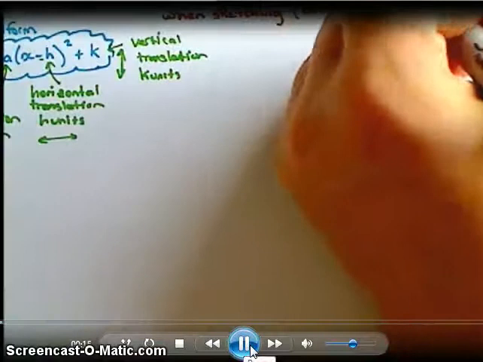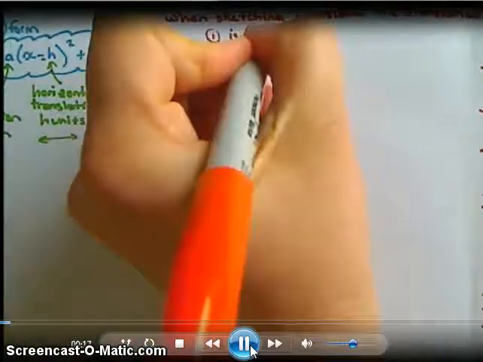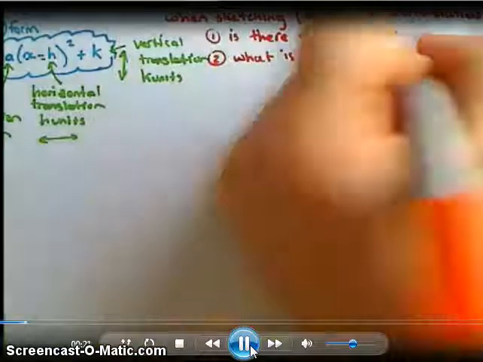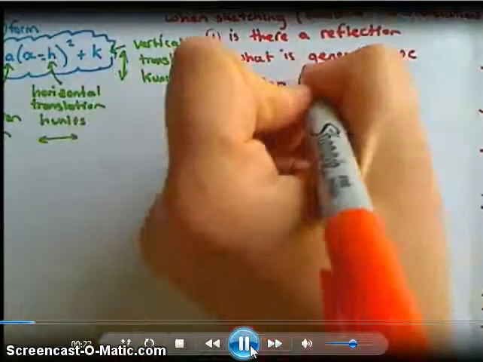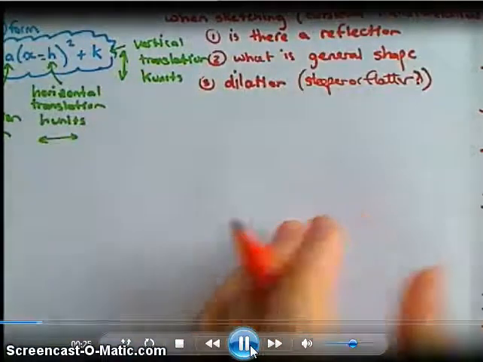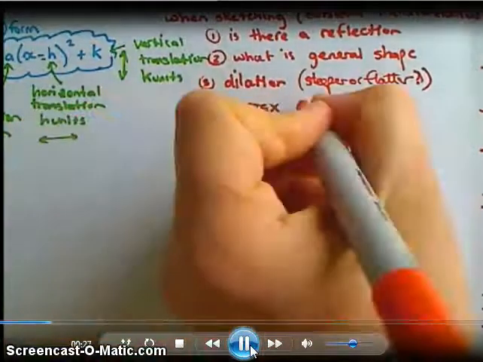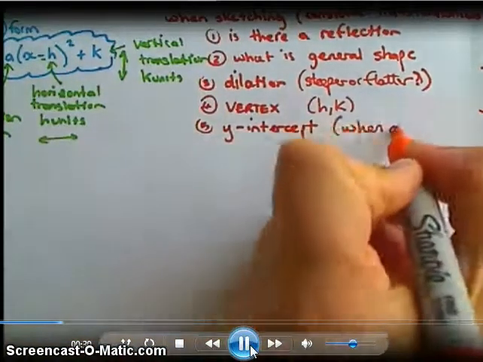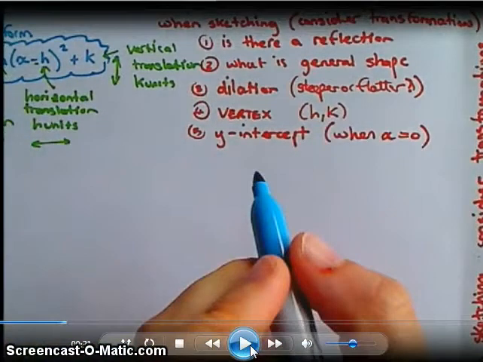When you're sketching a quadratic that's in HK form, you need to consider again the transformations that occur from the base function. Ask yourself the following questions. Is there a reflection? Is it negative or upside down? What's the general shape? Is there a dilation? Is it steeper or flatter? What is the vertex? It should be able to read off as HK.